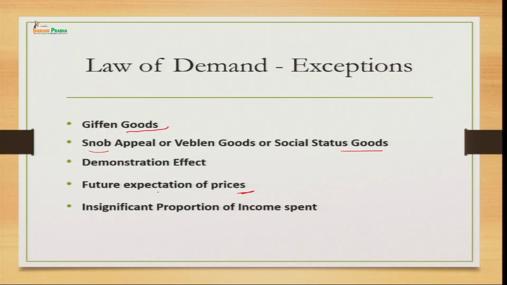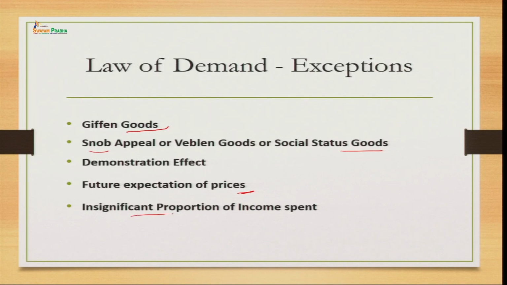Suppose we take the example of gold. Already the price of gold is high, but still people are expecting that in the future the prices will go up. So, they have increased their demand keeping in mind the expectation of future prices. Even at the higher price they are demanding more, because they are expecting that the price will go further up in the future. So, with the future expectation of price, you are still demanding that commodity at the higher price.